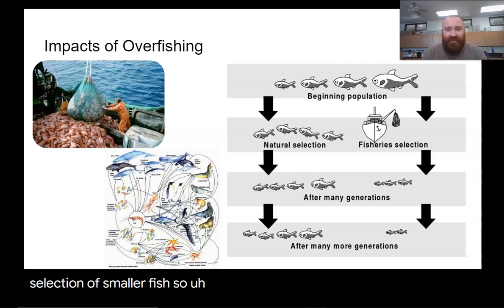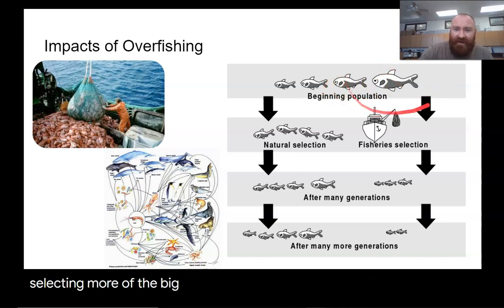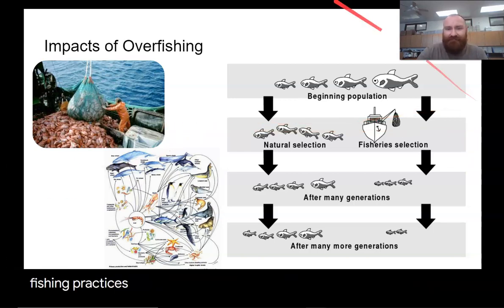So, as you can see in this diagram, after selecting more of the big, hefty fish, after many generations you're not going to be finding very many of those naturally, because those are the ones that are being taken out through these overfishing practices.